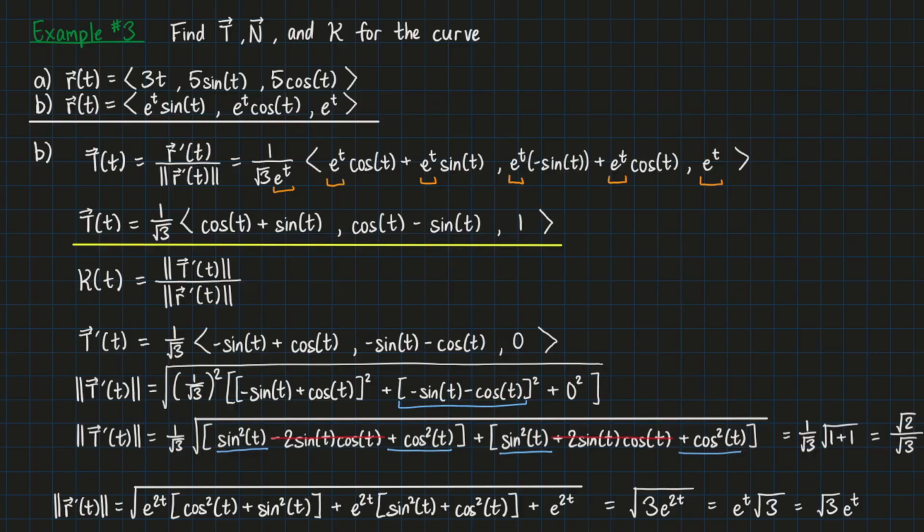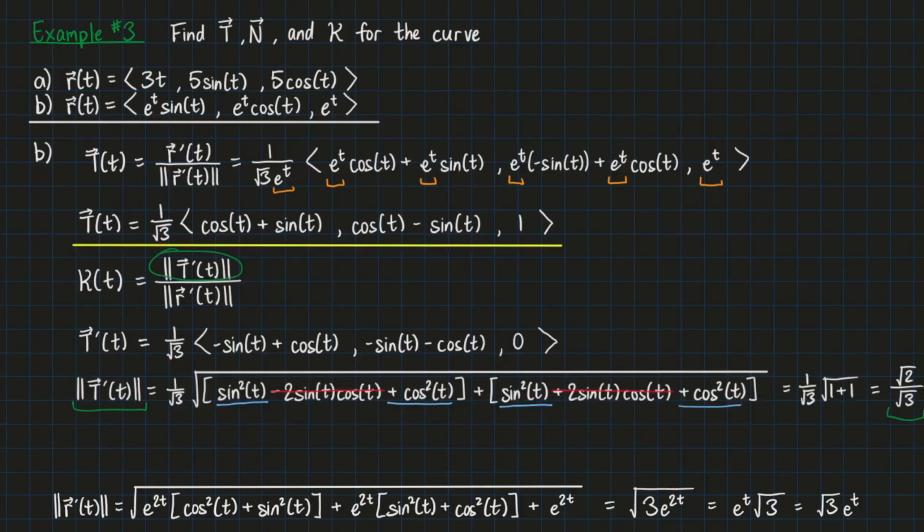And this is the numerator of kappa of t. And we multiply this by the reciprocal of the magnitude of r prime of t. So curvature equals rad 2 over 3 e to the t.